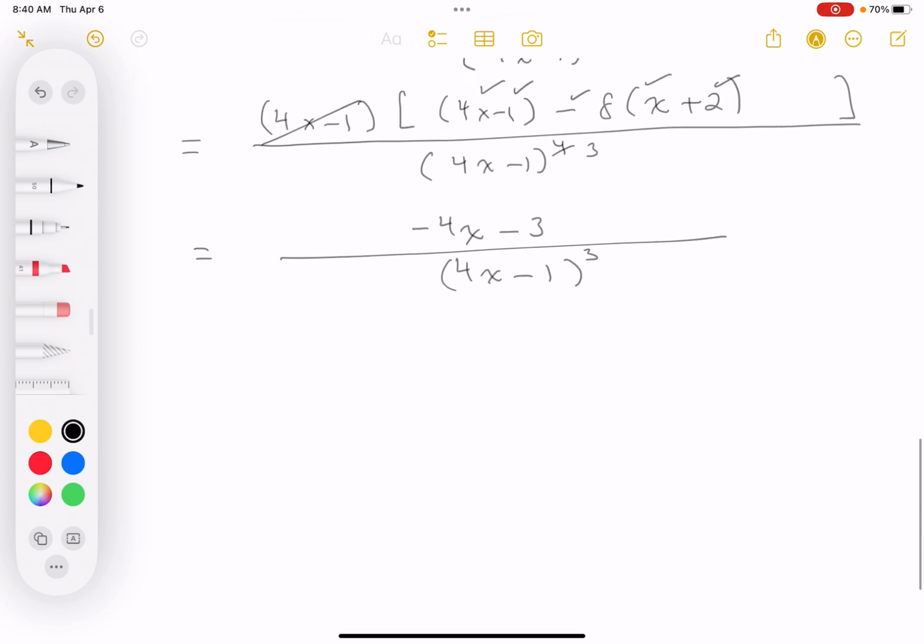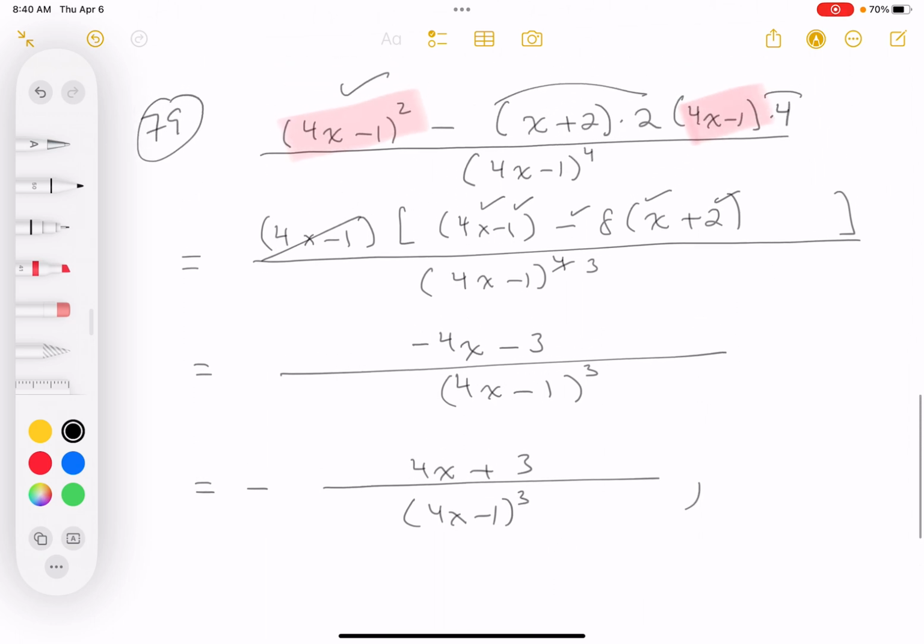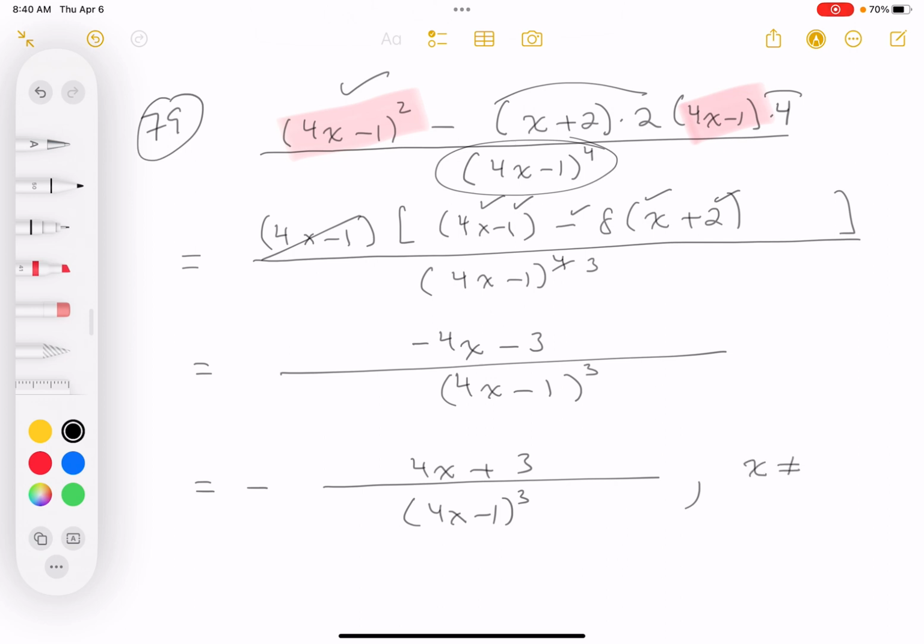I'm going to clean up a tiny bit. I'm going to factor a minus 1 out from the top. The leading coefficient is negative. That's 4x plus 3. On bottom, you get 4x minus 1 cubed. There are restrictions on this, and the restrictions come from here. What do I know? X cannot be equal to 1/4. If it were, I'd get 0 as a divisor. So I'm going to claim this is my answer with the given restriction.